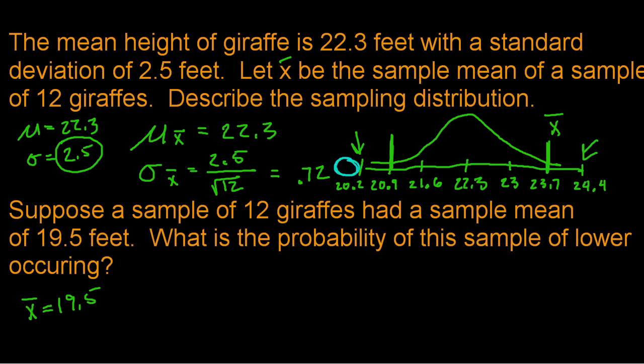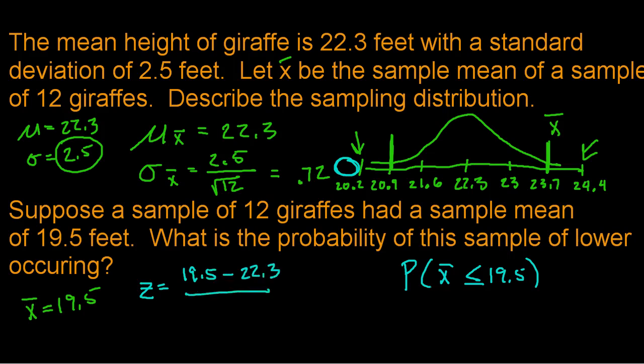So, let's find the probability that a sample, I almost was going to write p hat there. This isn't proportions, this is means. So what's the probability that a sample mean would come back at 19.5 or lower? That's what they asked me to find here. First I need to figure out exactly where 19.5 falls, and I can do that with a z-score. I take 19.5, subtract the center, 22.3, and divide by the standard deviation of 0.72. That's how you find a z-score.